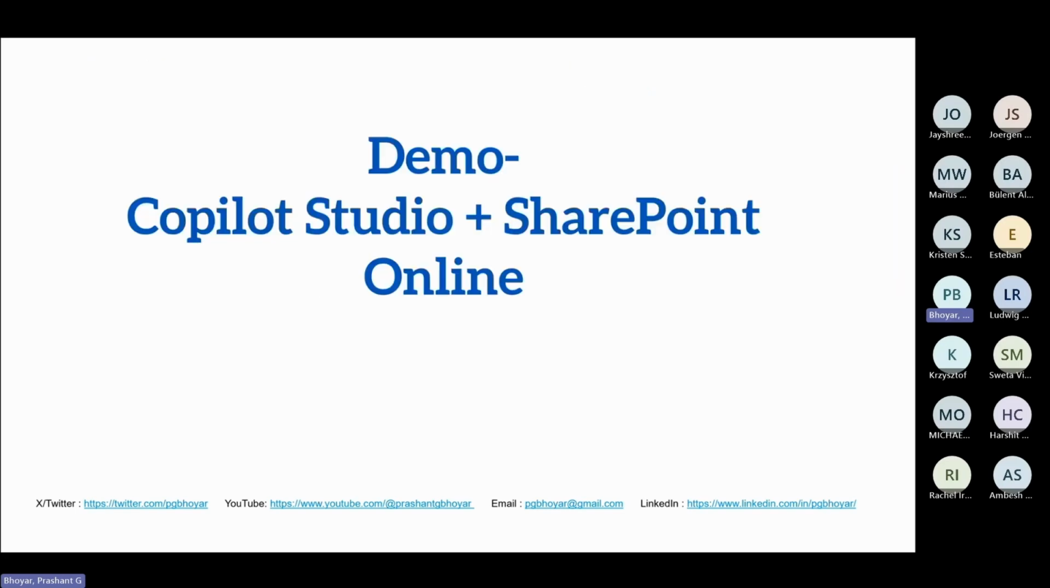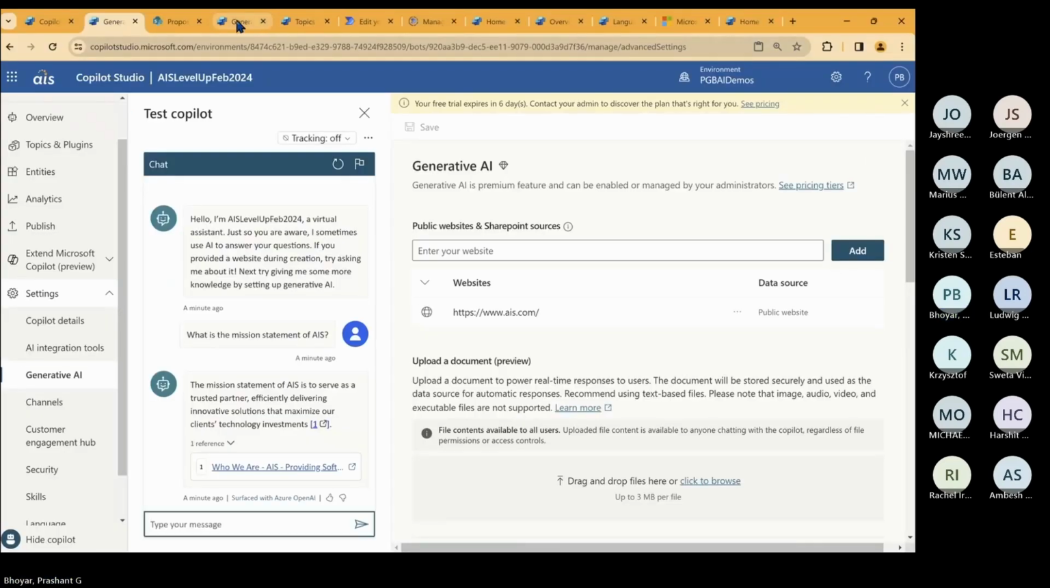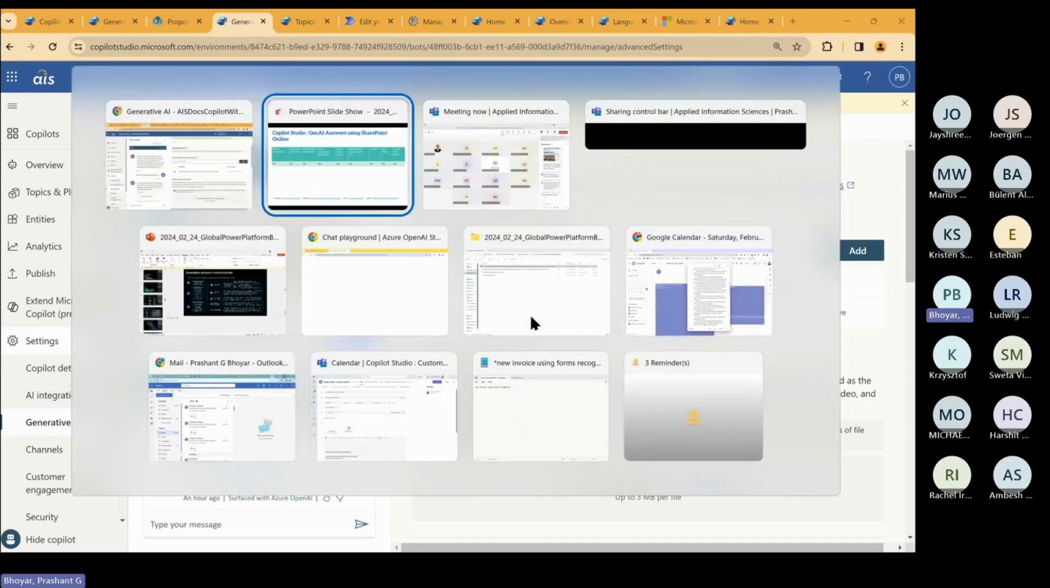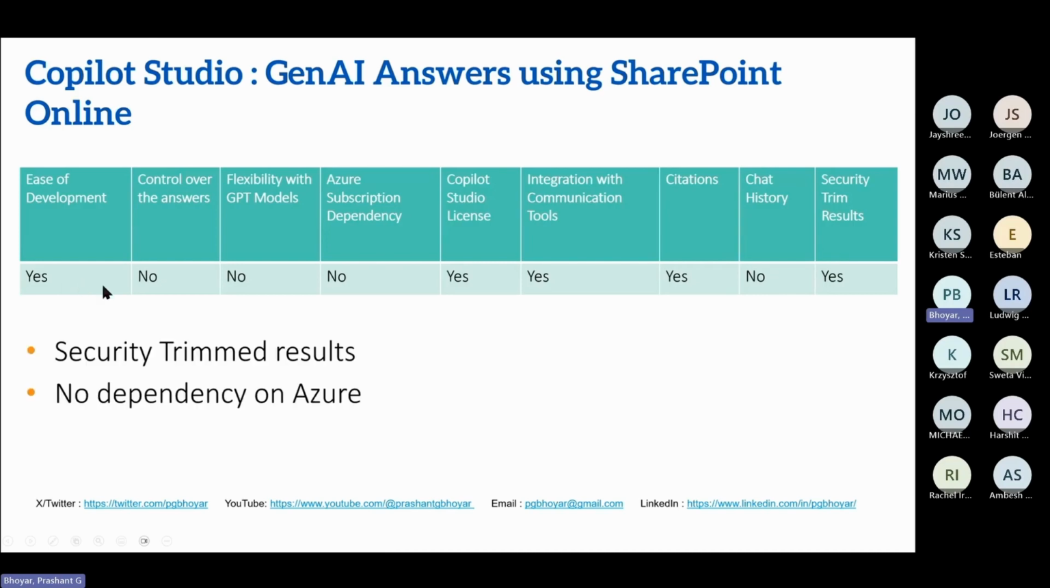When it comes to using SharePoint Online, you basically just use the URL of your SharePoint Online site. Another restriction is the bot cannot be a public bot, so the user has to authenticate first before using it. One of the key things is you don't have any dependency on Azure, and the results will be security trimmed.